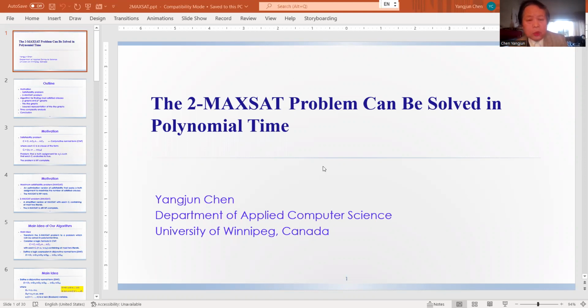The talk I'm going to present today is about a polynomial time algorithm to solve the so-called two-merge sort problem. This problem proves to be NP-complete.